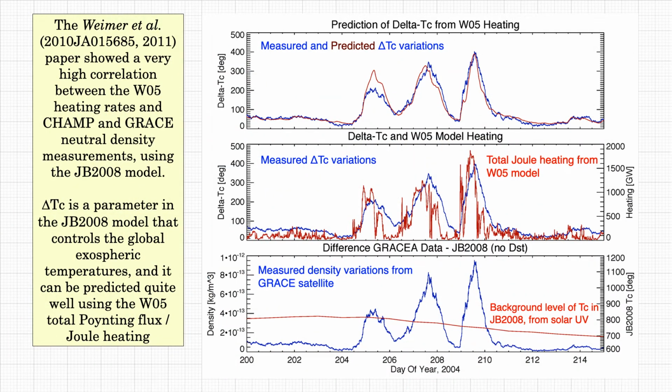In 2011, a paper was published that showed a very high correlation between the W5 heating rates and CHAMP and GRACE neutral density measurements using the Jacchia-Bowman 2008 model. Delta Tc is a parameter in the JB08 model that controls the global exospheric temperatures, and it can be predicted quite well using the W5 total Poynting flux and Joule heating using a differential equation that accounts for the cooling rates.